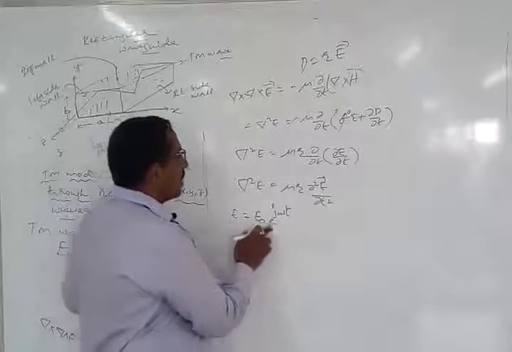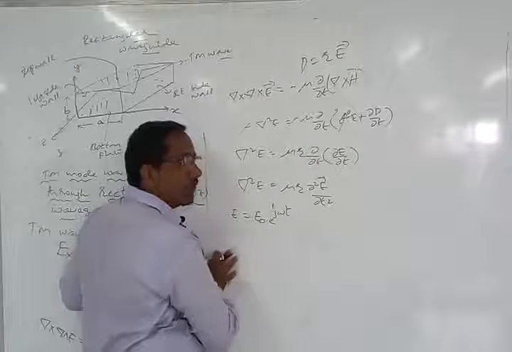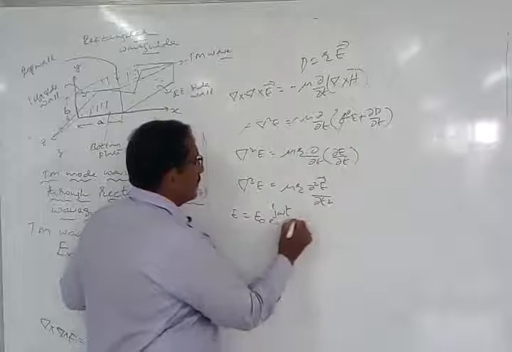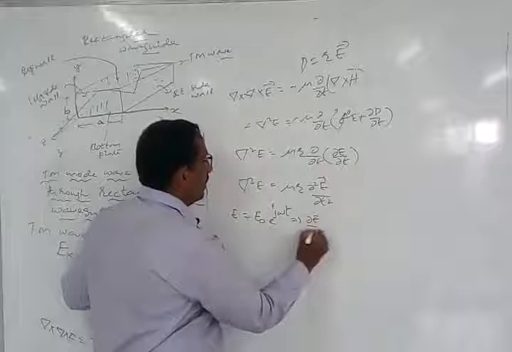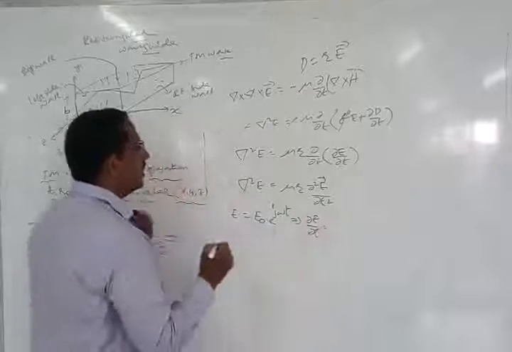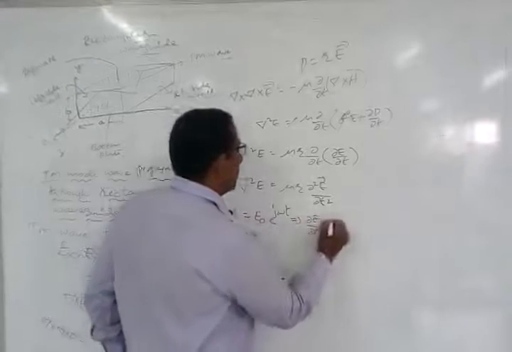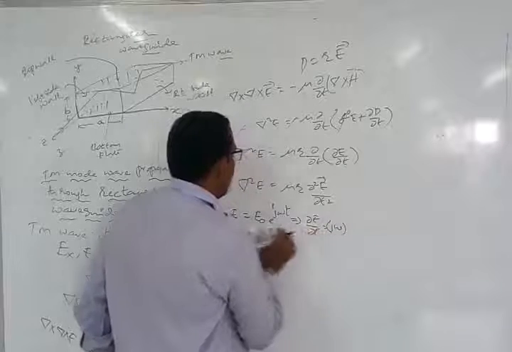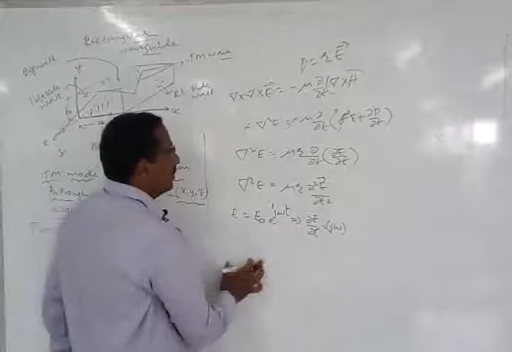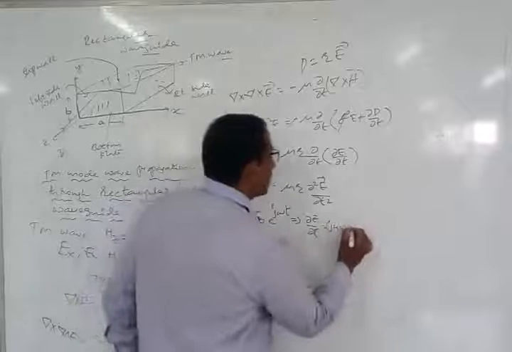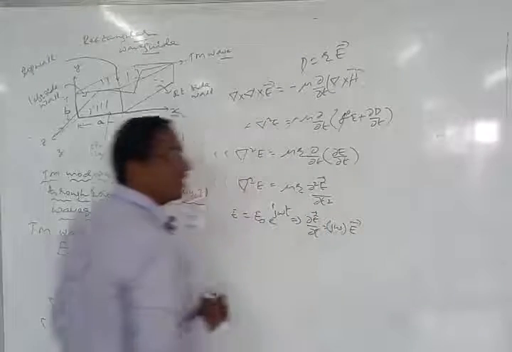So E is normally represented as E naught into e power j omega t. Then when I differentiate this, dou E by dou t, what will I be getting here? When I differentiate, the j omega part will come out, right, and all the rest of the part will be as it is. So this part is nothing but equal to E. Therefore I can write this as E over here.